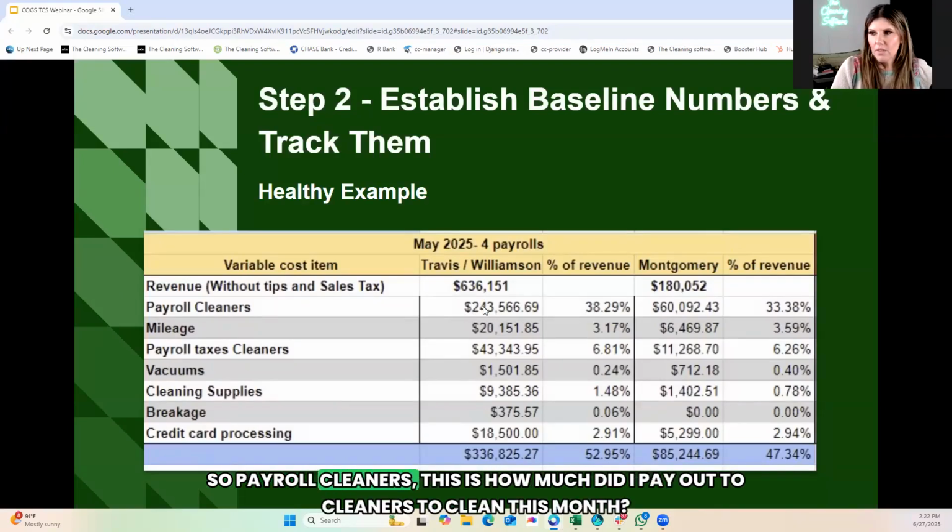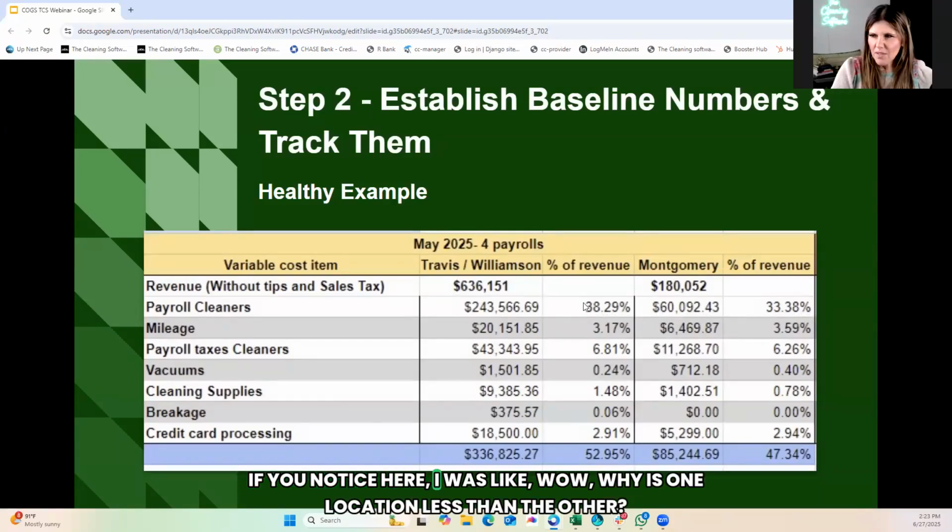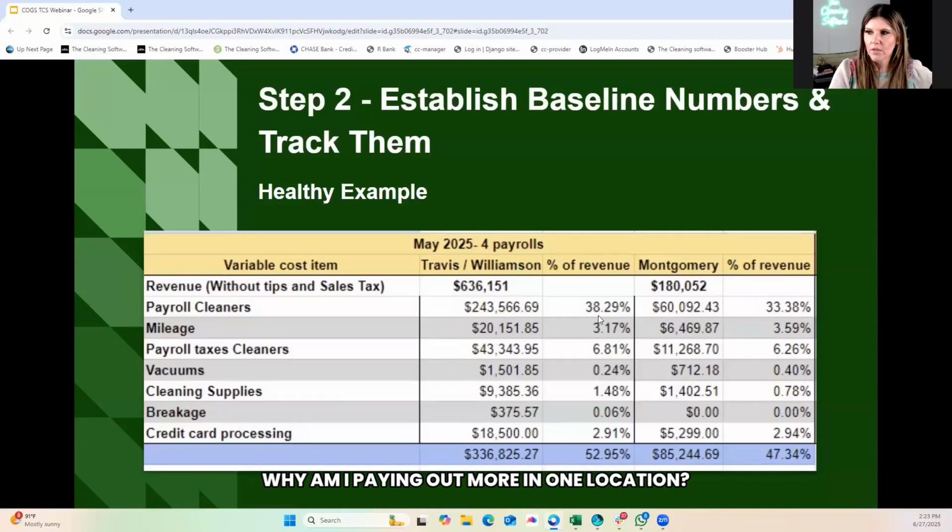So payroll cleaners, this is how much did I pay out to cleaners to clean this month? And then I broke it down in percentage. And same thing with the smaller company. I have 60,000. I broke it down. If you notice here, I was like, wow, why is one location less than the other? Why am I paying out more in one location? This is the same company, it's just a different location.